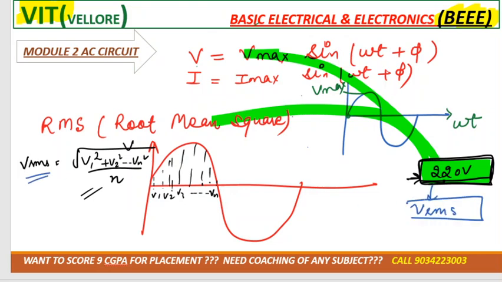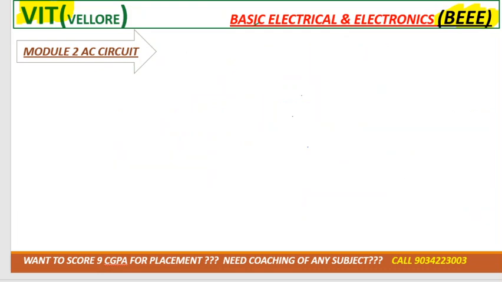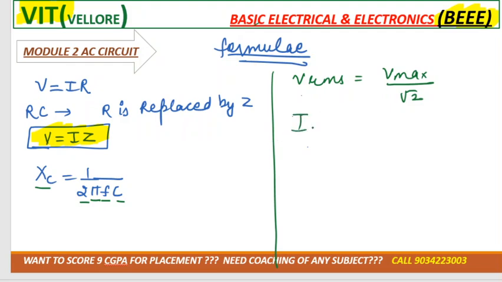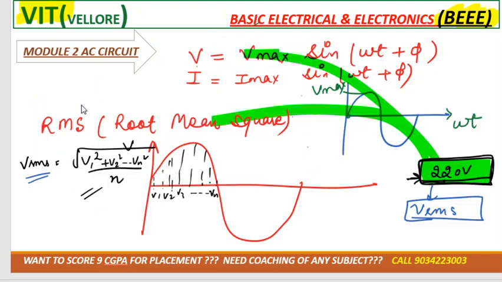So for calculation we always use VRMS, and there is one relationship that you can write down on the formula page also: VRMS is equal to Vmax divided by root 2. Similarly, IRMS is always equal to Imax divided by root 2. Whenever they give you the equation, they'll give you Vmax, and we want to convert it into RMS. Clear?